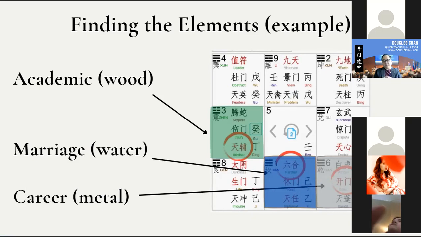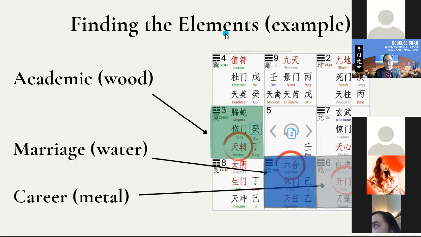Okay, so importantly, you must find what color every one of this, academic, equals to, and what color marriage equals to, and what color career equals to. Okay, so we will just base on these 3 categories only.